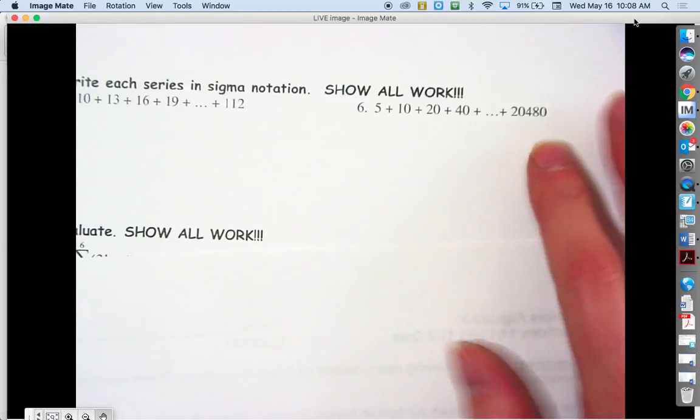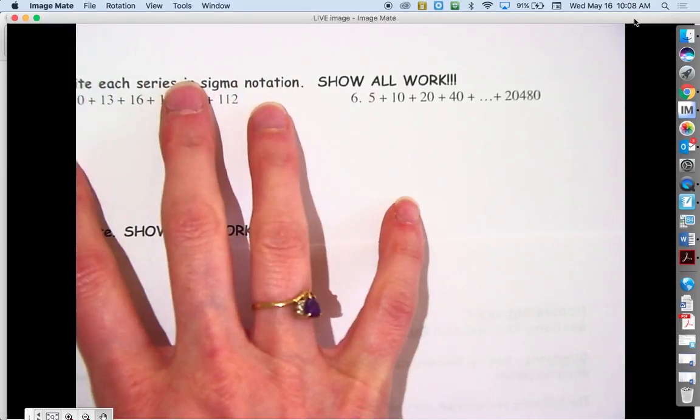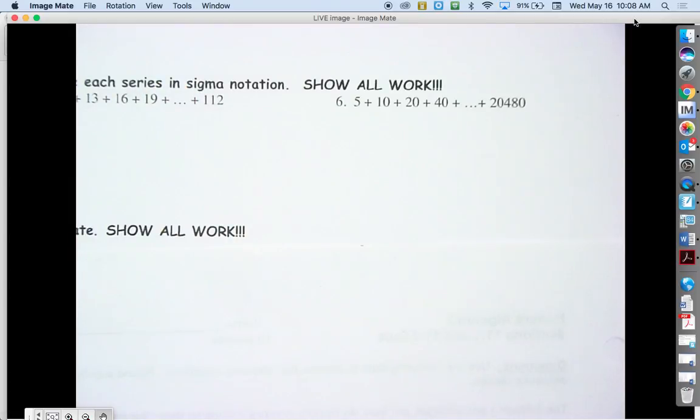So number 6, again, write it in sigma notation, just like the one we did. So we're going to try and write this one in sigma notation. We have 5, 10, 20, 40, all the way up to 20,480. So the first question, arithmetic or geometric? Is this arithmetic or geometric?